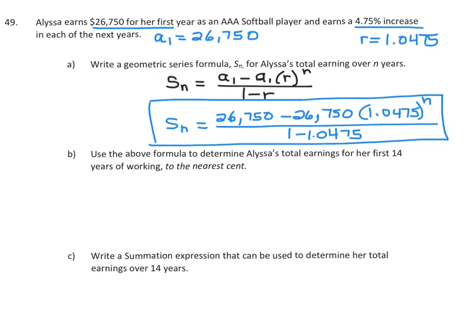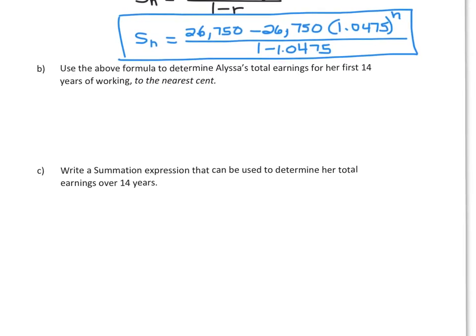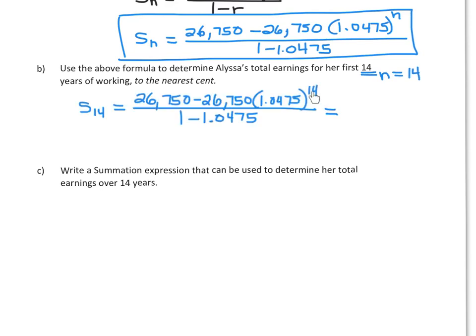Okay, now in part B, they want us to use that formula to determine her earnings for the first 14 years of working. So here, they're telling us that we're going to do this for 14 terms. So just replace the n's with 14. All right, so here we go. This is what we get when you replace the n's with 14's. And then you're just going to plug this all in your calculator, and it says to round to the nearest cent. Even if it didn't say what to round to, with money, that's what we always write.